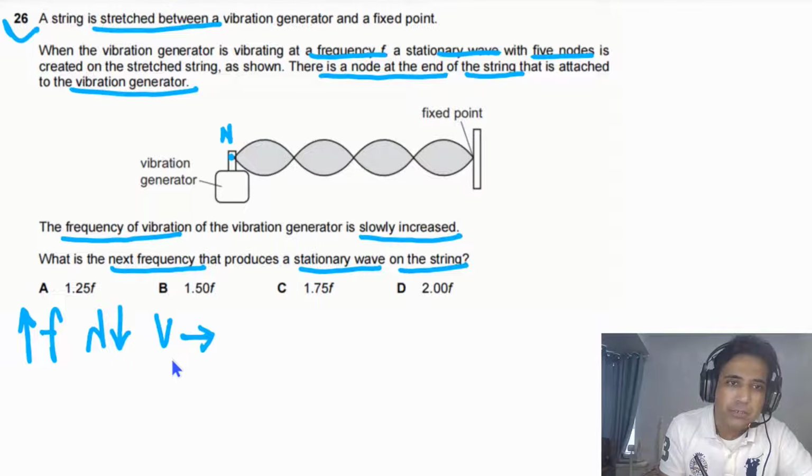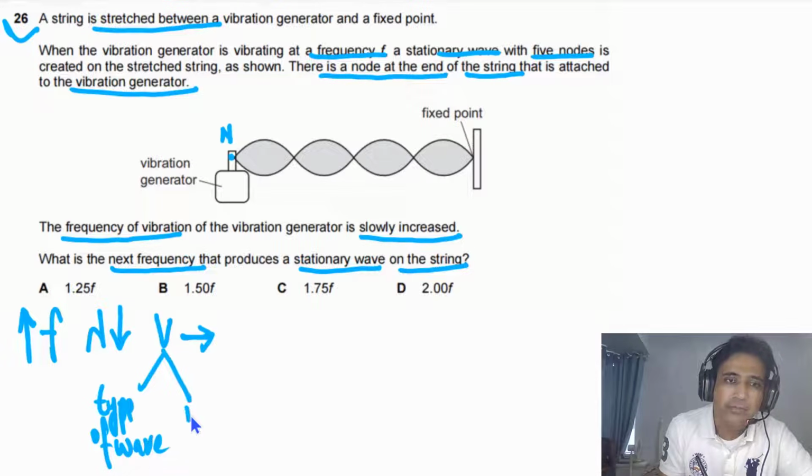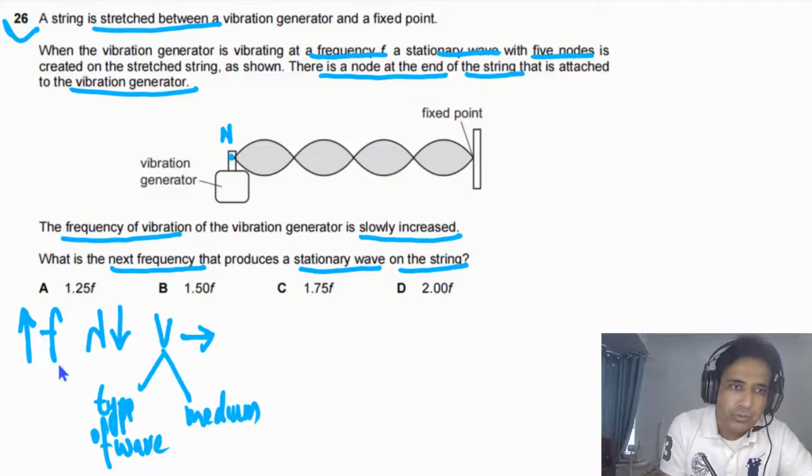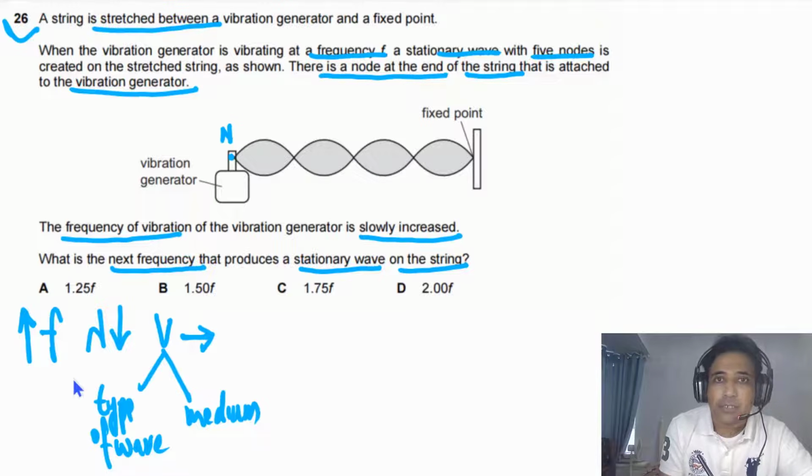So speed depends on type of wave. This is the point you need to understand. It depends on type of wave, and speed of wave depends on medium. As in this case, type of wave is the same and medium is the same, so it means speed is the same. So if we increase frequency, lambda will decrease.